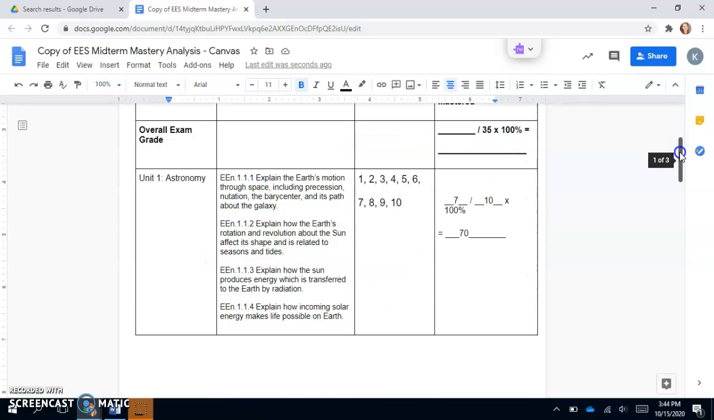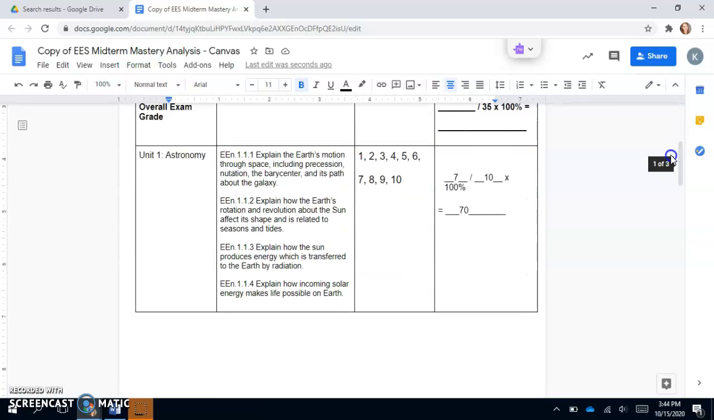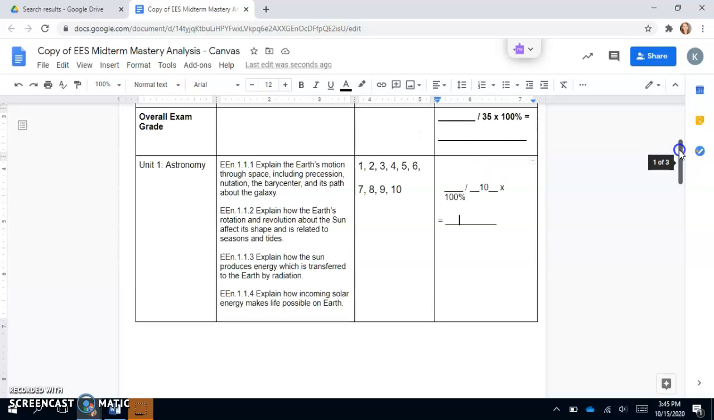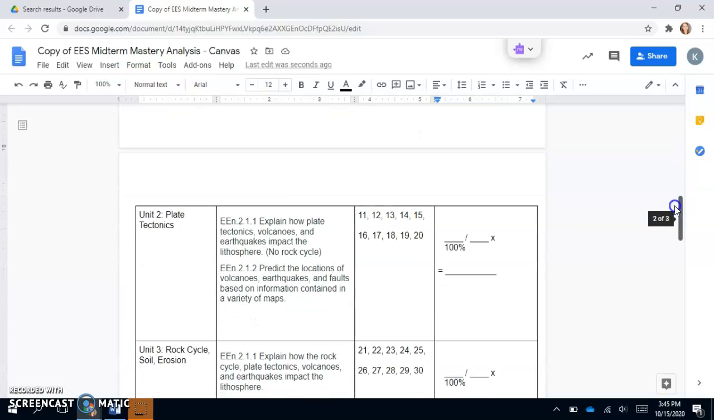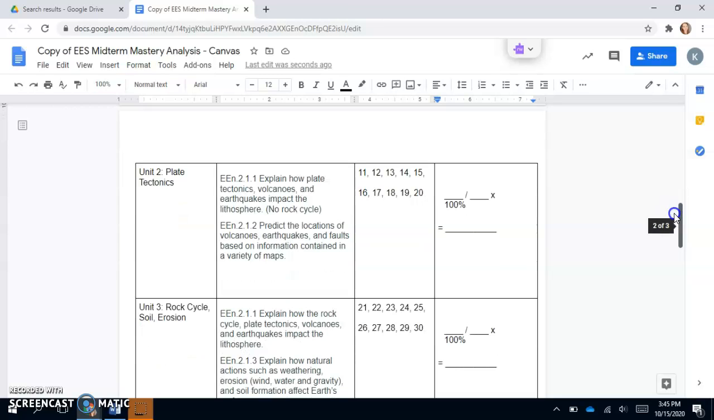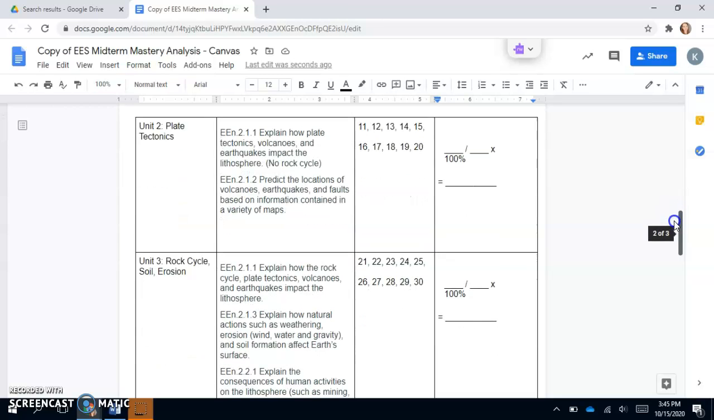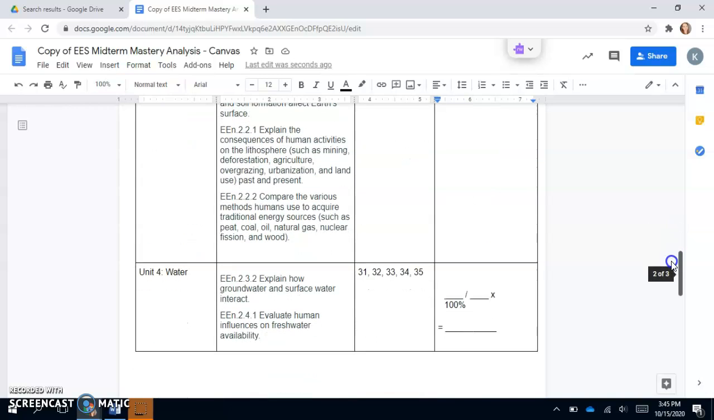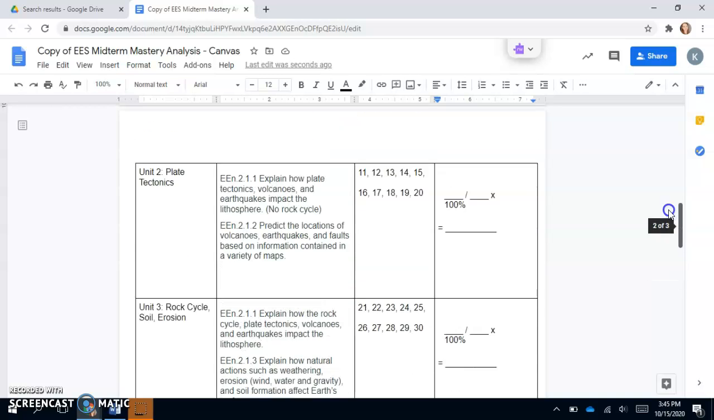So basically, this is just broken down for mastery. Hold on, let me get rid of this because this was a previous example I did. It breaks it down unit by unit. Your midterm was 35 questions. The first 10 came from Unit 1, Astronomy. 11 through 20 were from your Plate Tectonics. 21 through 30 was from Unit 3, which was your Rock Cycle. And then 31 through 35, we just had 5 questions, and those were from our Water unit.